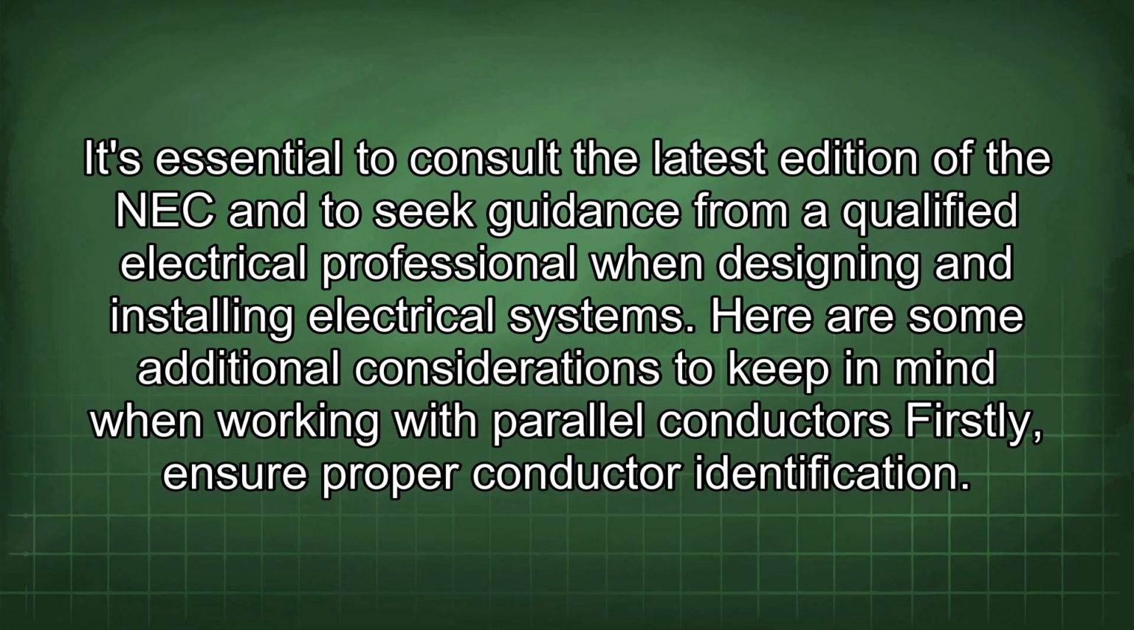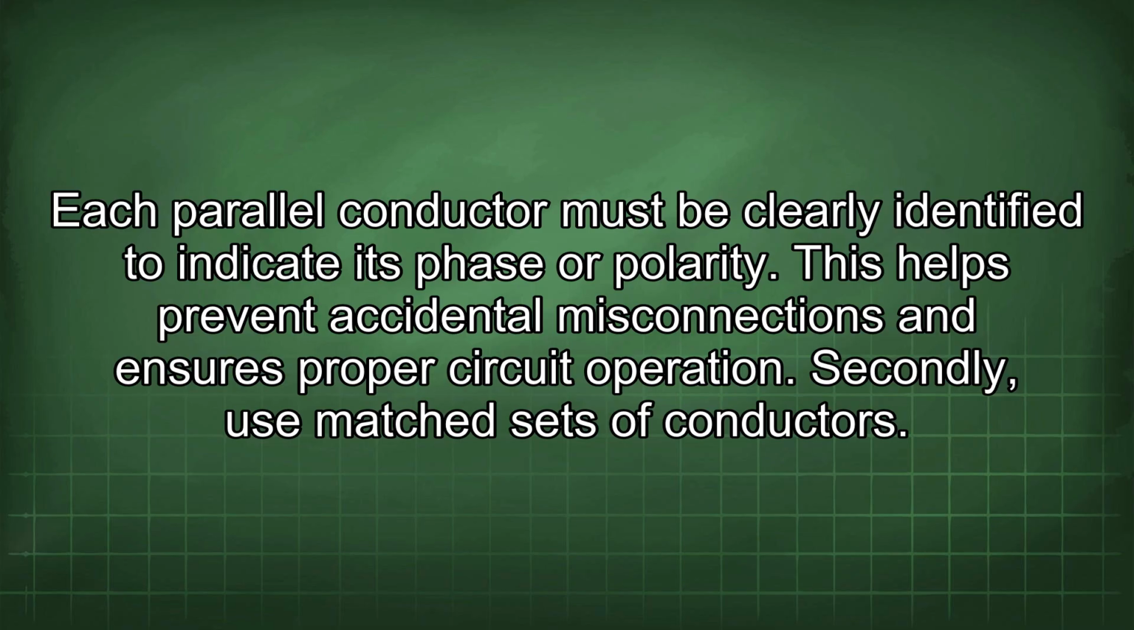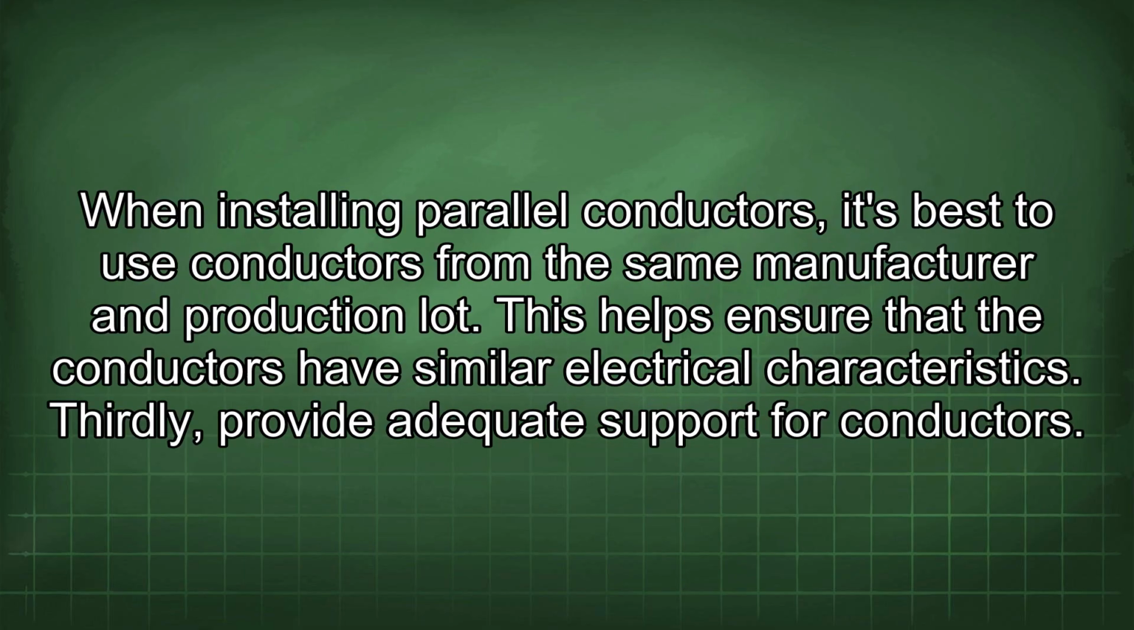Firstly, ensure proper conductor identification. Each parallel conductor must be clearly identified to indicate its phase or polarity. This helps prevent accidental misconnections and ensures proper circuit operation. Secondly, use matched sets of conductors. When installing parallel conductors, it's best to use conductors from the same manufacturer and production lot. This helps ensure that the conductors have similar electrical characteristics.